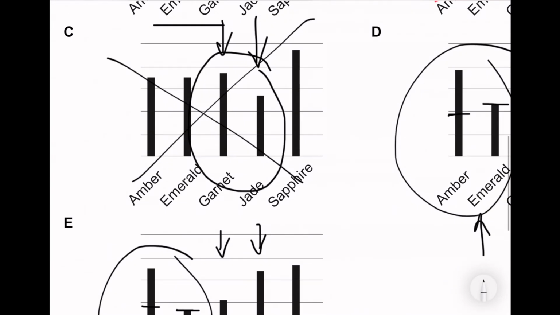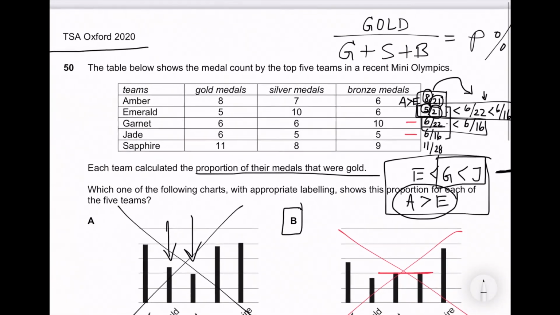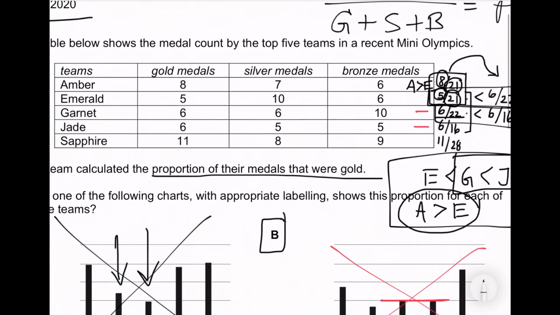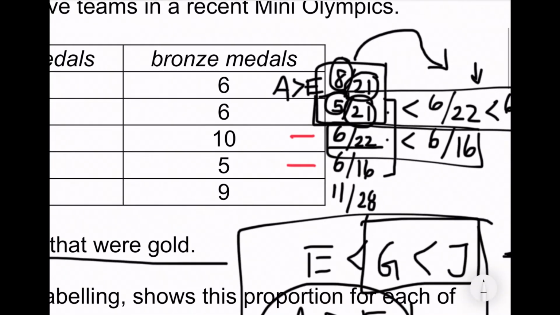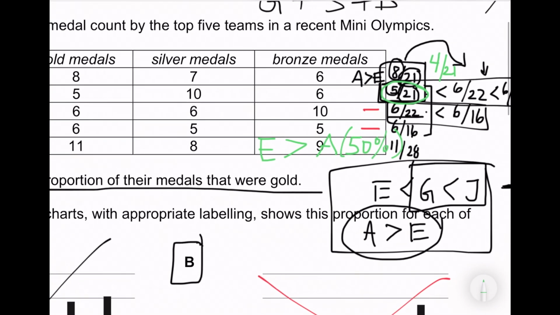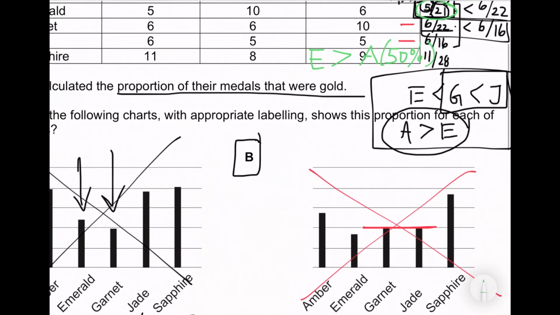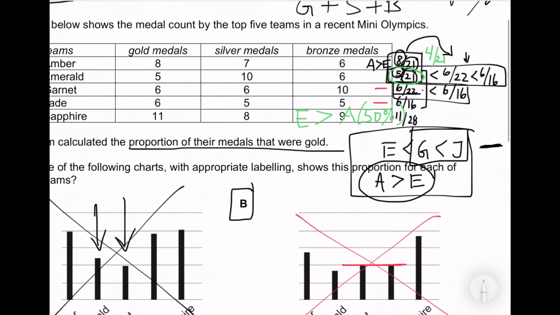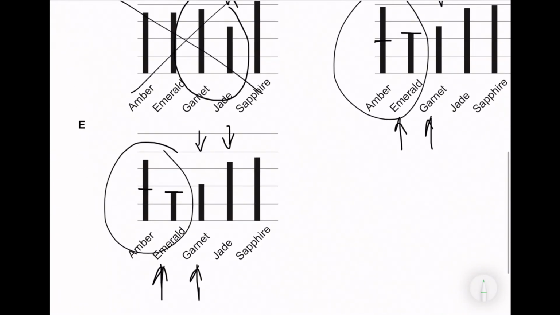So let's take a look at the A and E proportions one more time. Okay, so half of 8 out of 21, let me change colors, half of 8 out of 21 is 4 out of 21. We know that 5 out of 21, the proportion for E, is greater, right? So we know that E is greater than A times 50%. So we need to look for a bar where E is properly reflected as 5 out of 21 rather than something below 4 out of 21. So E needs to be above 50%.